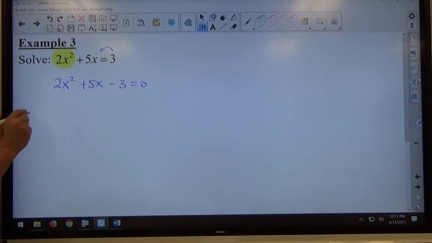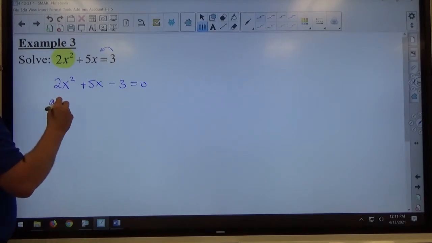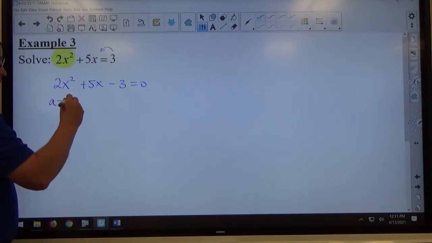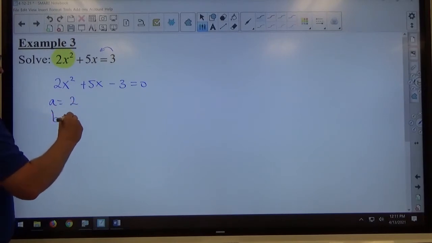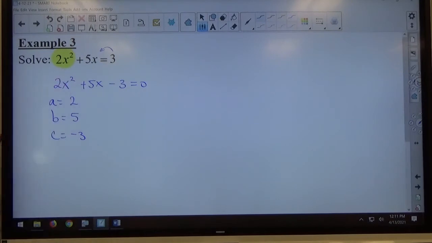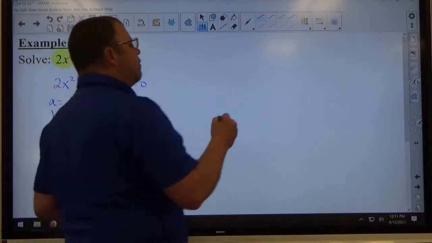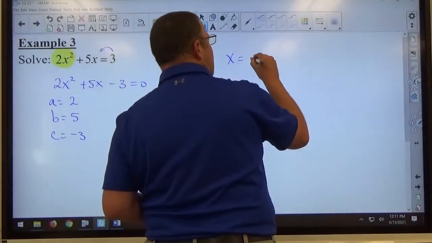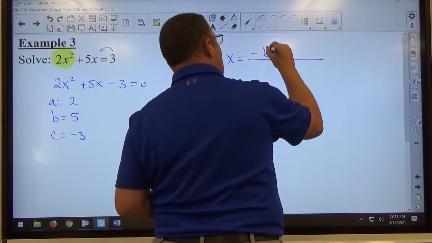So, a is equal to 2, b is equal to 5, and c is equal to negative 3. So again, once you get the descending order equals 0, a, b, and c can be identified. Signs do matter, so make sure you consider those signs. I write out my formula. I want you to know this formula, so I recommend every problem that you write it down.